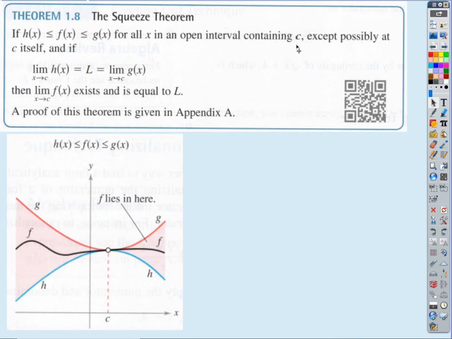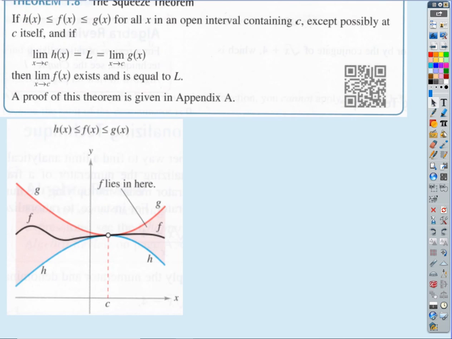So that sounds a lot like the language we use when talking about limits, right? And if the limit of h of x as x approaches c is equal to the limit of g of x as x approaches c, and they're both equal to L, then the limit of f of x as x approaches c exists and is equal to L. That's a lot of words. It's best summarized in a picture.